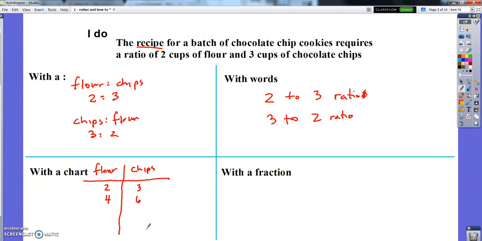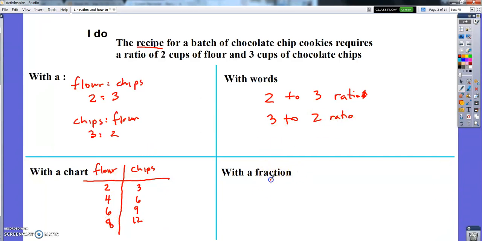Or maybe I'm having a birthday party and I need even more. And so I might need a third batch where then I need 6 cups of flour and 9 cups of chips. And so on. I can keep on making more and more batches since I know the ratio. Just like the snack mix guy made a bunch of bowls of this stuff. That's an 8, by the way.